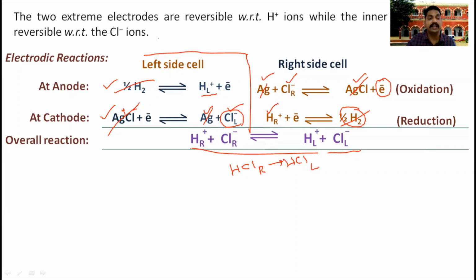Thus we have seen two steps. First step we have seen cell notation. Second step we have seen electrodic reactions. Now third step. What is the third step? In third step we say E cell. So what is E cell here? We have connected two cells in series.